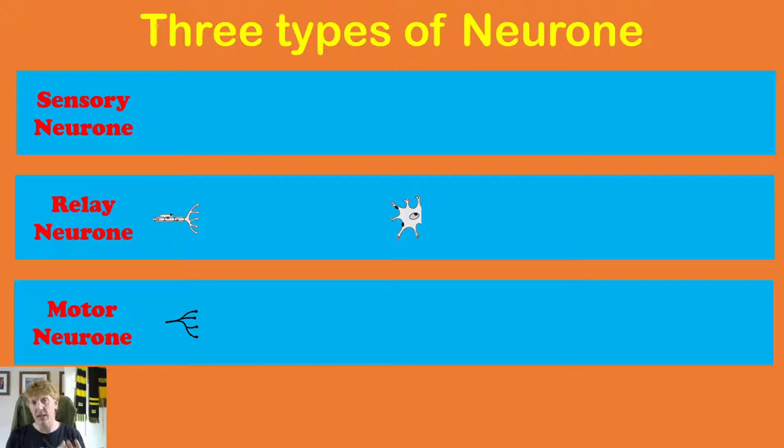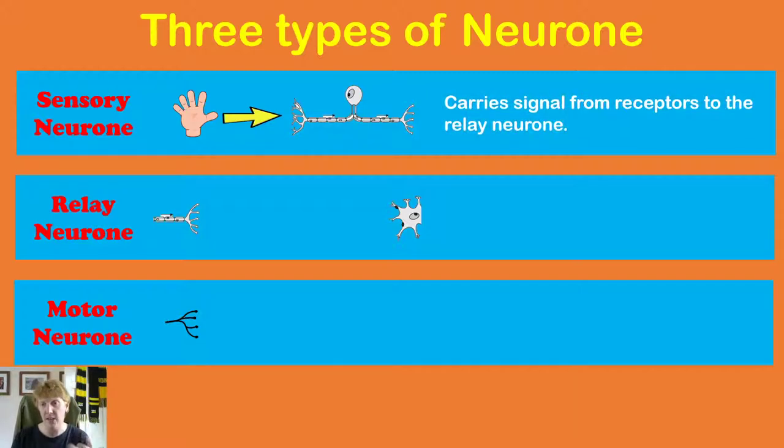Okay, so there are three types of neuron that regulate this. And this is the next part before we get into a reflex arc that you need to know. Number one, the things that sense are sensory neurons. You have receptors in your skin which detect certain things. And these sensory neurons, which is this guy just here, carry a signal from a receptor in your skin back towards your central nervous system.